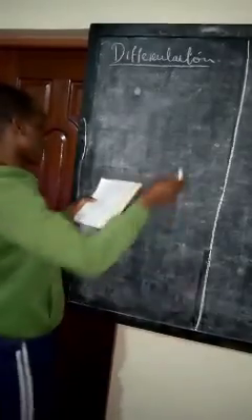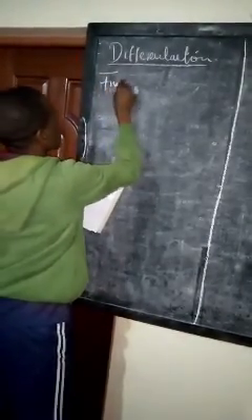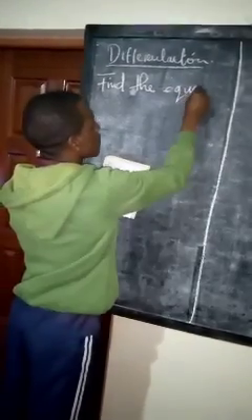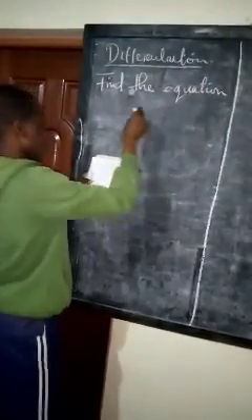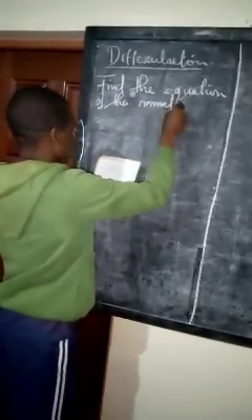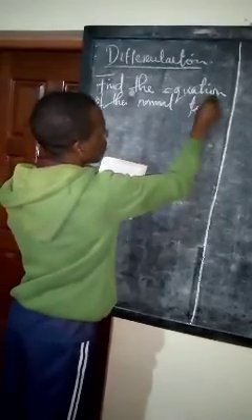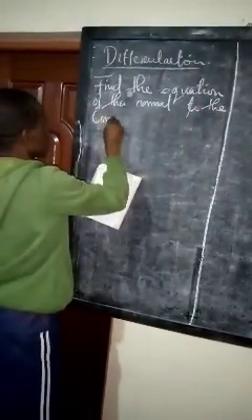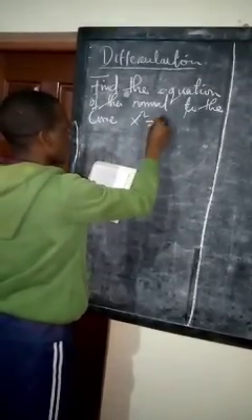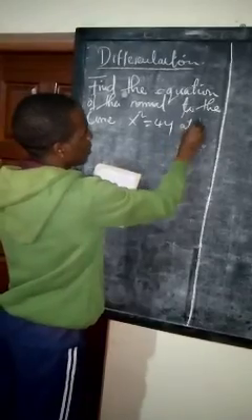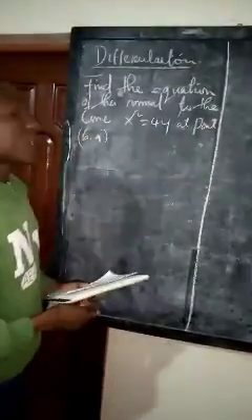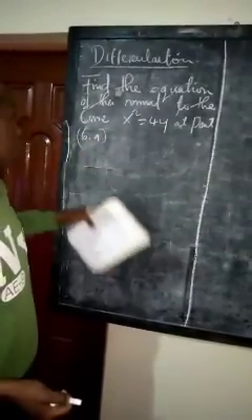One of them is: find the equation of the normal to the curve whose equation is x squared equals 4y at the point (6, 9). We are required to find the equation of a normal at a point.